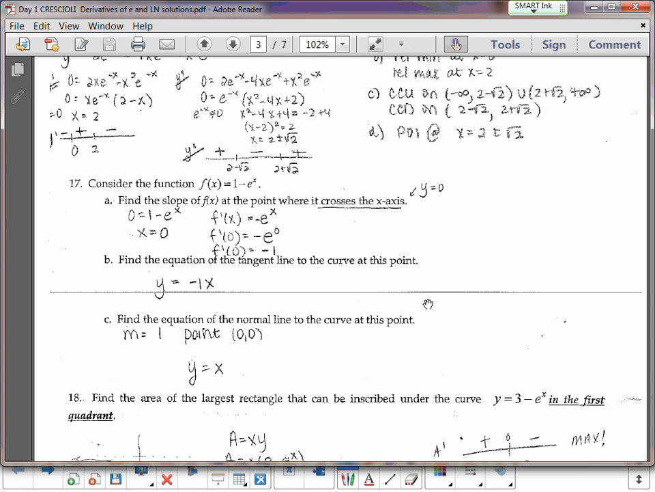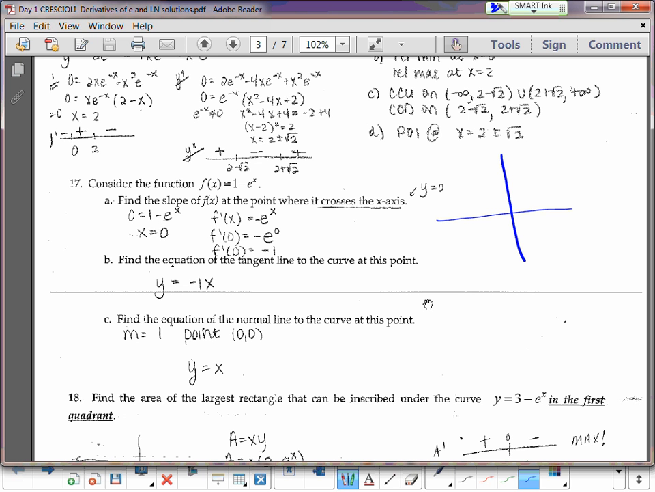Alright, so let's go take a look at 17 first here. I'm not going to go over 16 yet since that was an even. We will come to that later. Alright, so 17, I'm assuming this is the 17 we wanted? Yeah, the other 17. Okay. So we have this function here. It says find the slope at the point where it crosses the x-axis.